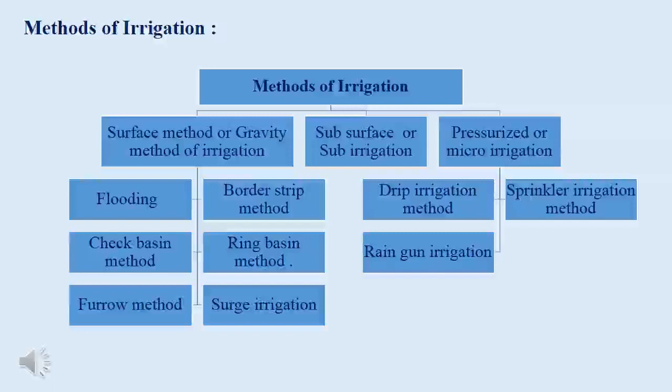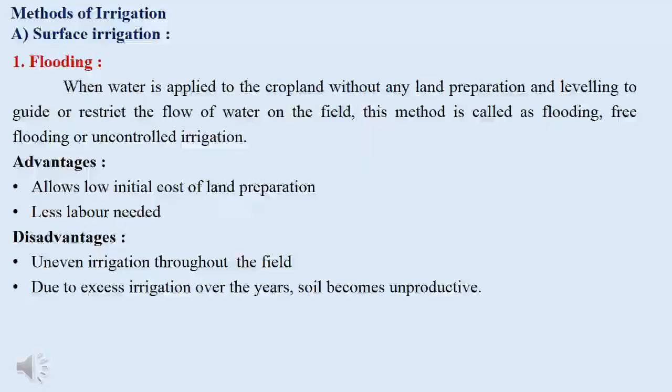Now, when irrigation facilities are available, water is given by different methods as follows. First is the surface irrigation method, second is the subsurface irrigation method, and third is micro irrigation, which is also called the pressurized irrigation method. The details of each type are as follows.